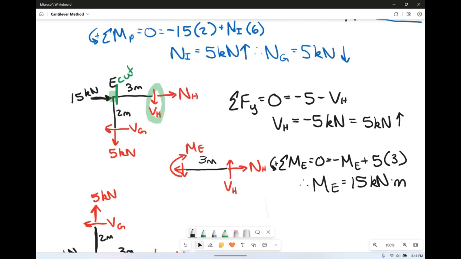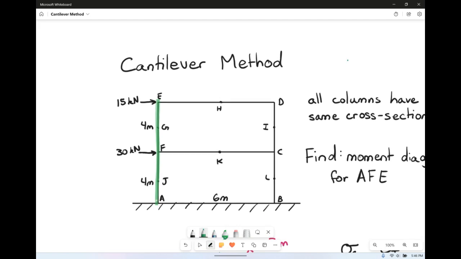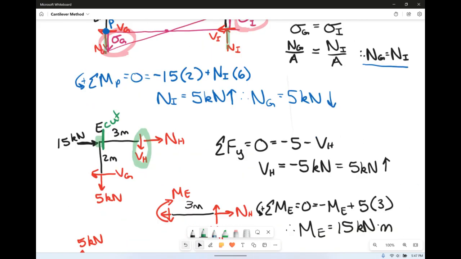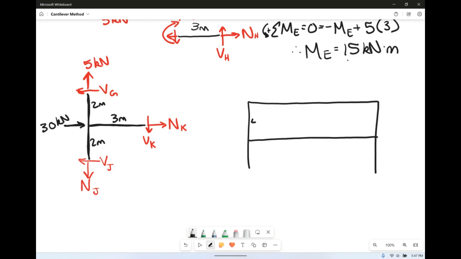So let's go back to our big free body diagram that we've got here. Let's actually make our cut here. If we make a cut here, we can analyze the whole member, and we're going to find our normal force at J. That's what we want to find. So let's make that, and once we find normal force at J, we can do what we did before. So this time we've got our 4 meters. This is 2 meters down here.